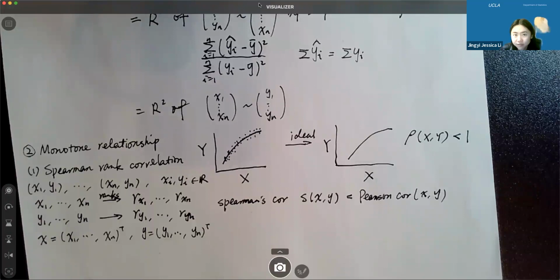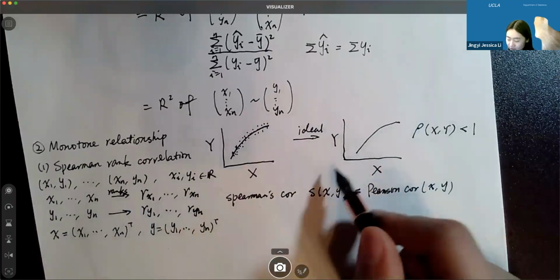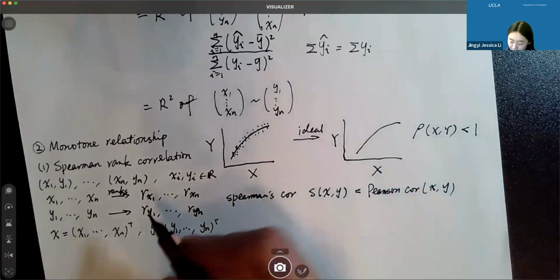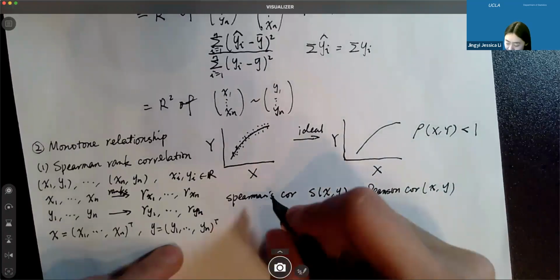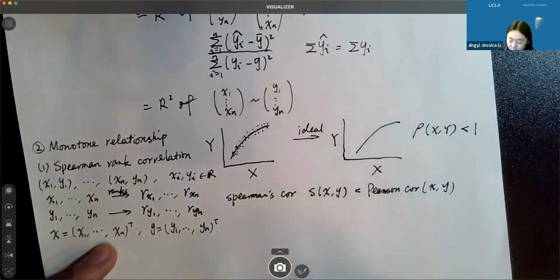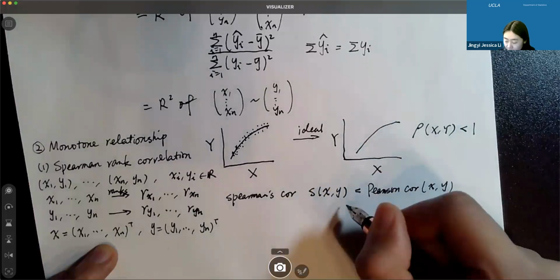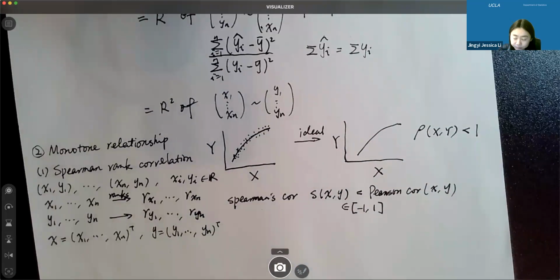And there are two advantages of doing so. One is that when you turn to ranks, they become linear, right? So it can capture any monotone relationships. As long as there is a perfect monotone relationship like this, the Spearman correlation will be equal to 1 or -1. So basically its range is the same as the Pearson correlation, from -1 to 1.